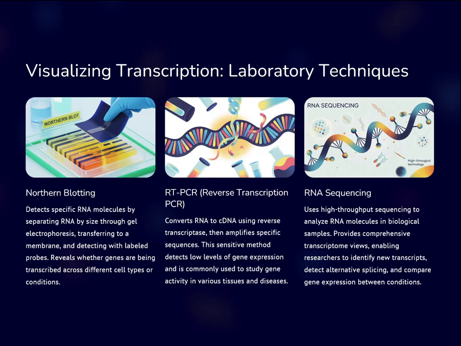Scientists can observe transcription in action using several techniques. There's northern blotting, which shows RNA molecules as they are present and their sizes. There's RT-PCR, which converts RNA into DNA and then amplifies it to detect even tiny amounts of gene expression. And then there's RNA sequencing, where there is a reading of all RNA molecules in a cell, giving a full picture of which genes are active. These tools, among others, help us study gene expression in different conditions, tissues, and diseases.